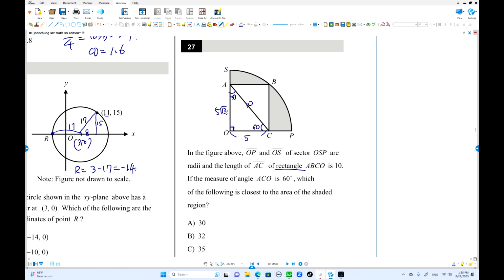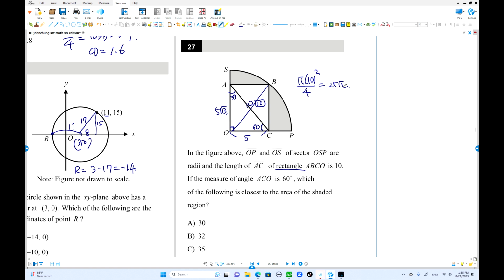What is the radius of this circle? This is 10, this is also 10, right? Rectangle diagonals are equal. This radius is 10. So what is the area of this entire circle? Pi r squared. Okay, but this is a quarter. This is 25 pi, isn't it?